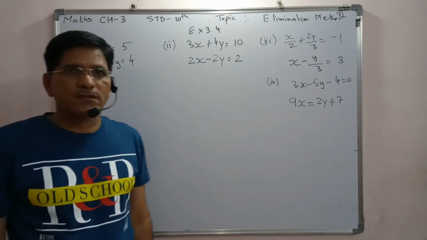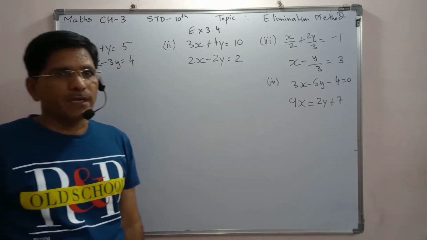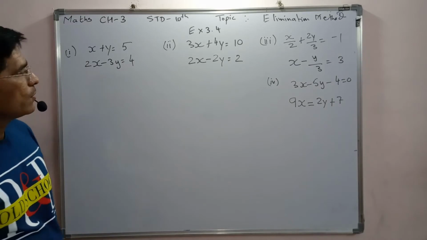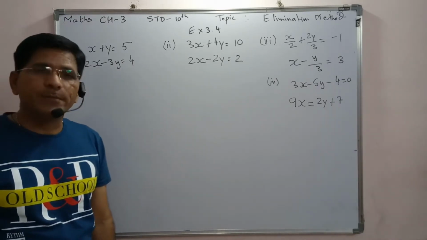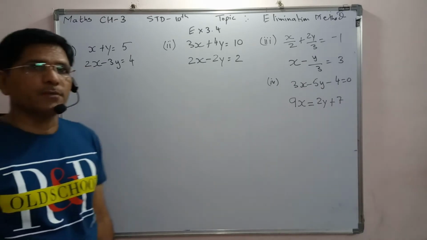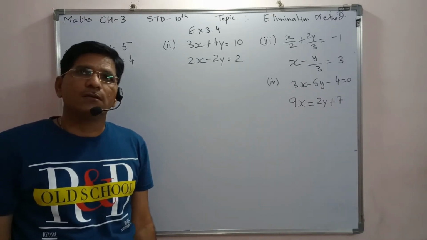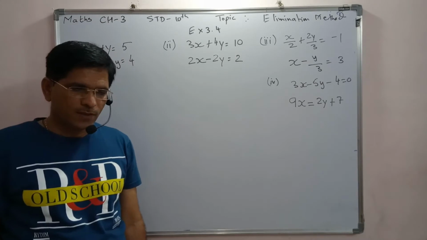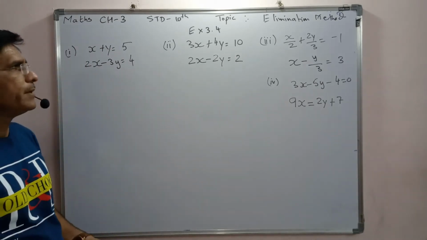Today we want to discuss the elimination method. First of all, to understand the meaning of eliminate, in English we have to remove any one variable. That is called the elimination method. So that is the English meaning of it, to eliminate.